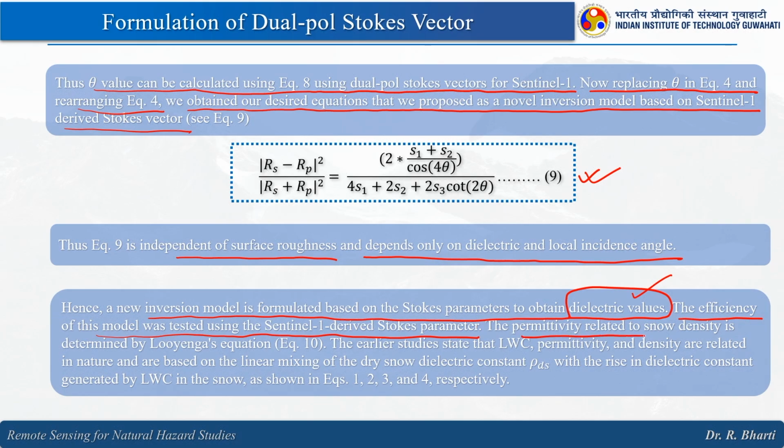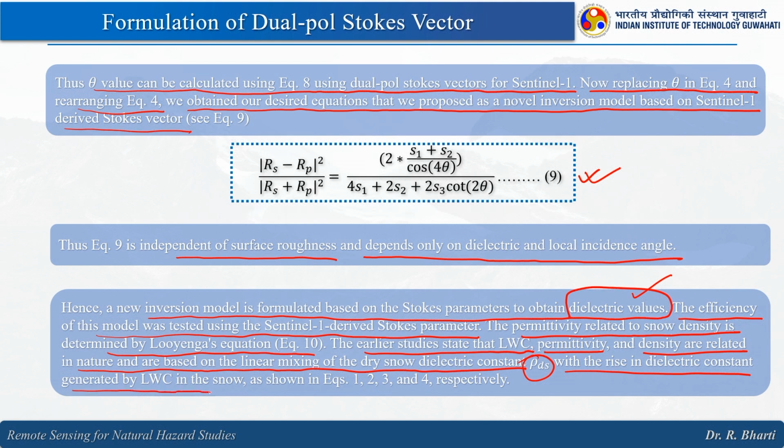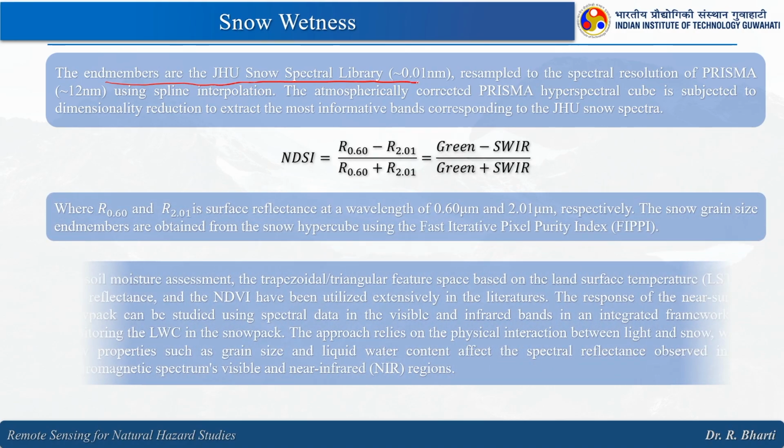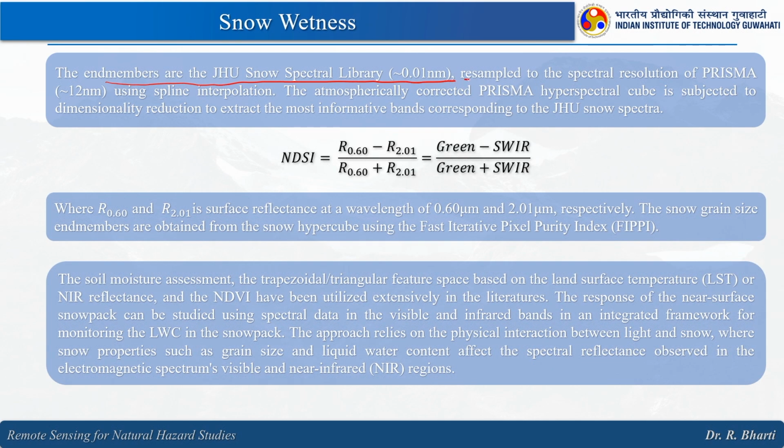The permittivity related to snow density is determined by Looyenga's equation. The earlier study states that liquid water content, permittivity and density are related in nature and are based on the linear mixture of the dry snow dielectric constant, with the rise in dielectric constant generated by liquid water content in the snow, which is shown in equations 1, 2, 3 and 4.